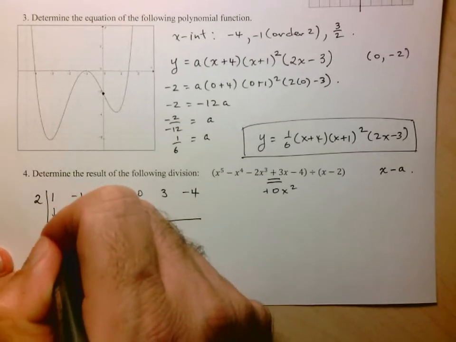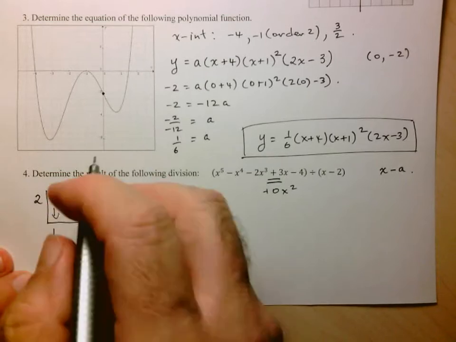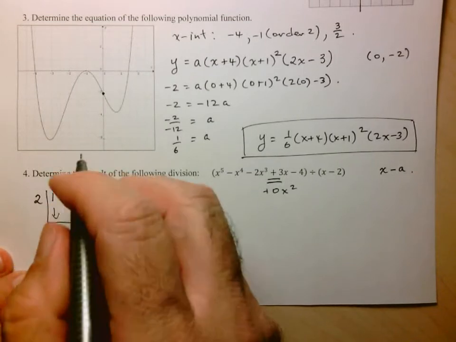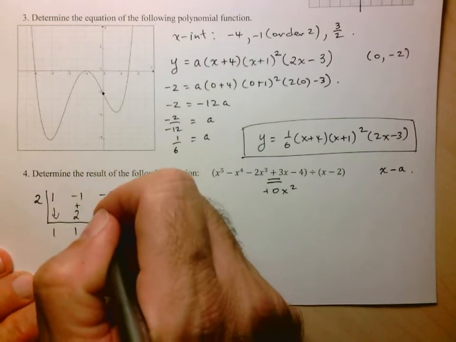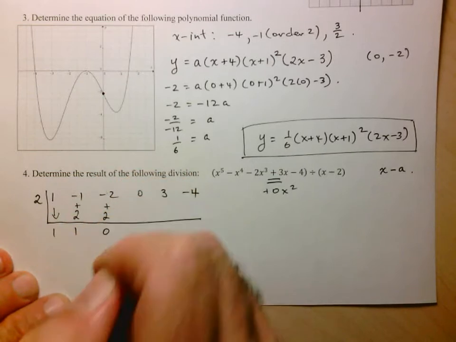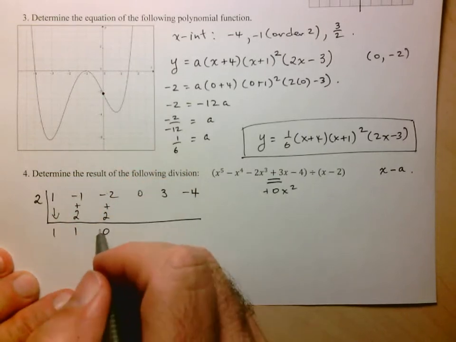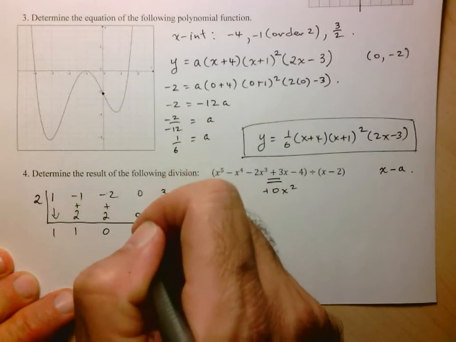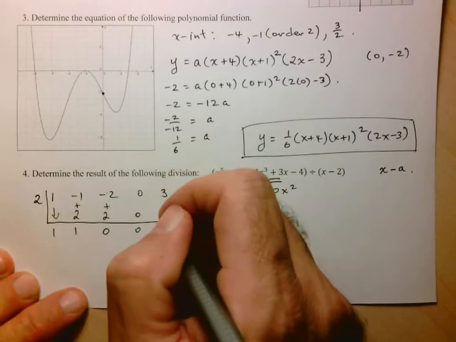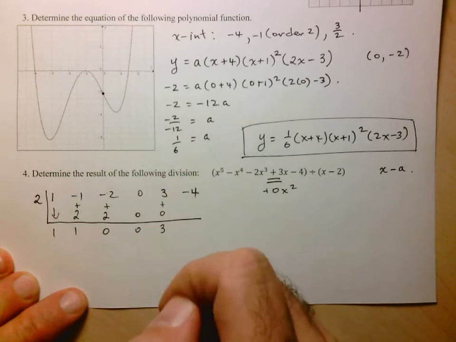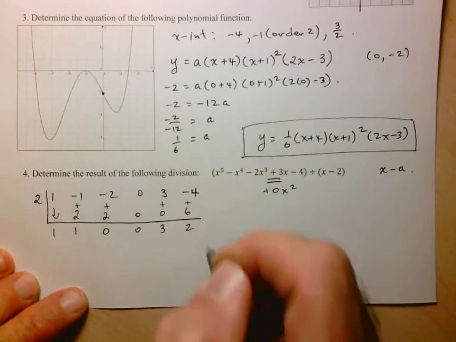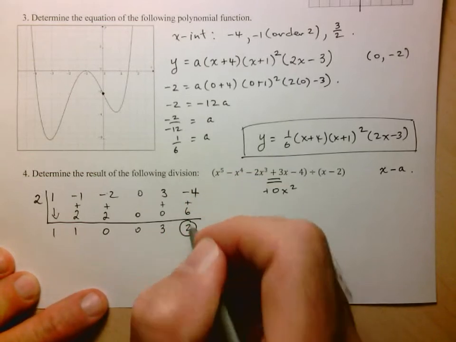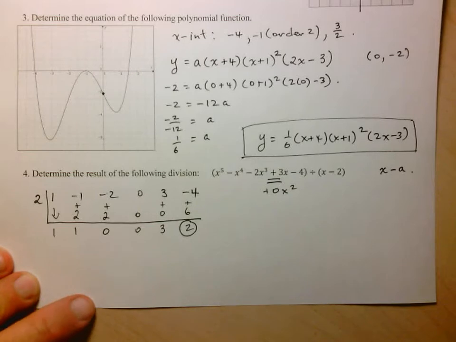Okay, so here we just follow the procedure, bring down the 1, okay, then multiply 1 times 2 is 2, and add -1 plus 2 is 1, and again multiply, so that gives us 2, and add -2 plus 2 is 0. That actually worked out quite nicely. 0 times 2 is 0, so again 0 plus 0 is 0. 0 times 2 again, 0. 3 plus 0 is 3. And then 3 times 2 is 6. -4 plus 6 is 2. Remember that that last number always represents the remainder if it's not equal to 0.